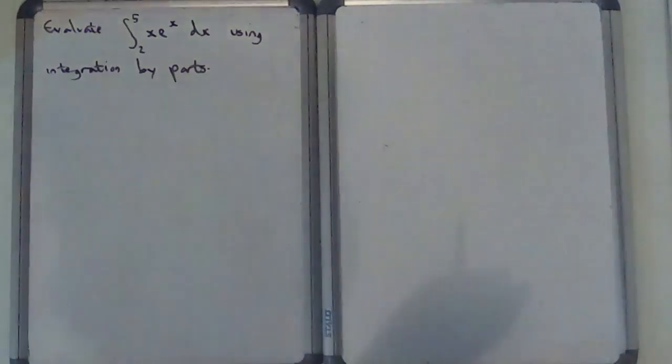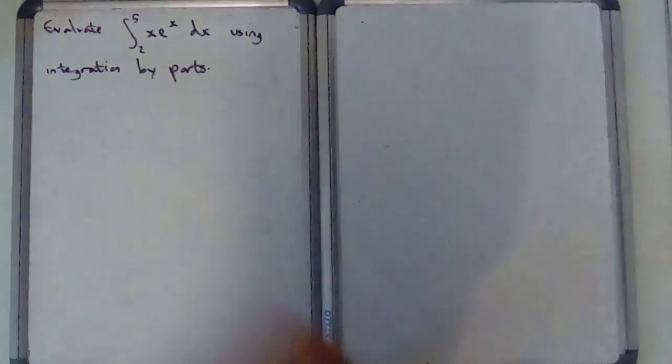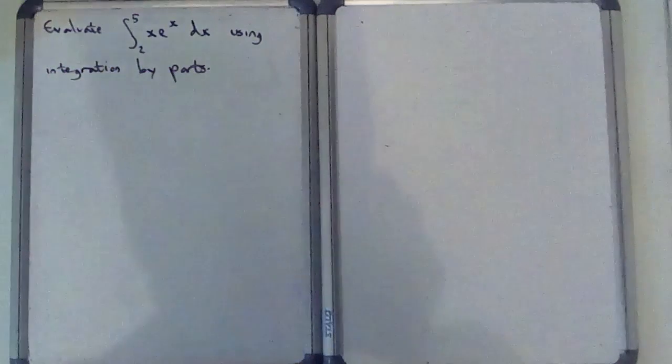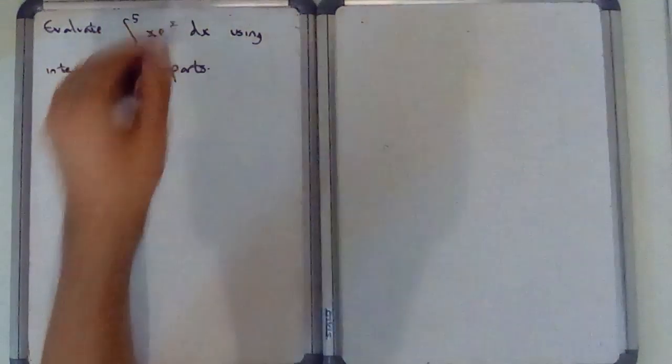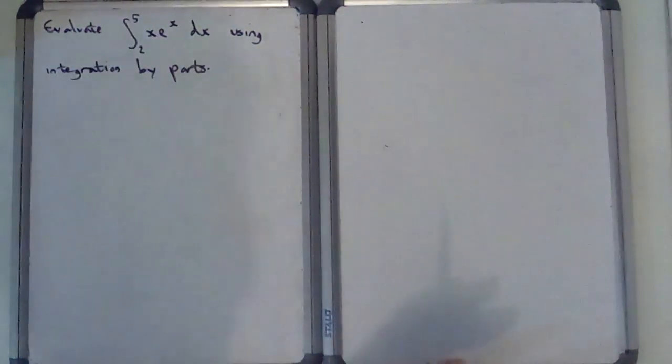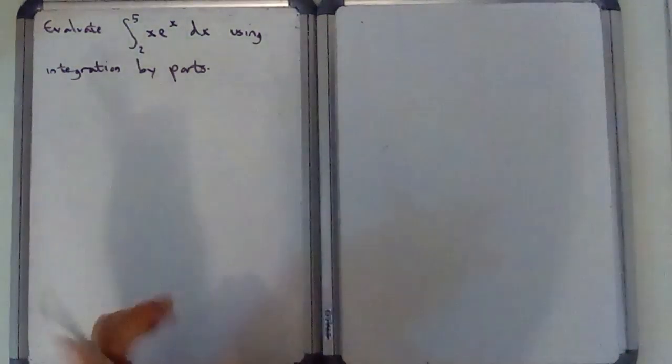Evaluate the definite integral from 2 to 5 of x e to the x dx using integration by parts. So hopefully you don't need to be told that you need to use integration by parts. You can see a nice product there. It's a very standard integration by parts, very friendly actually.